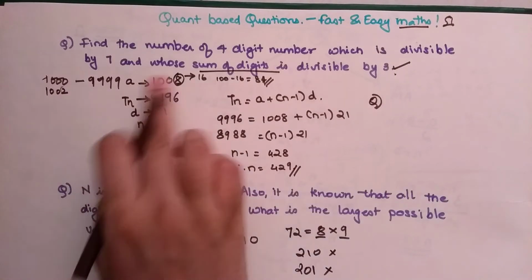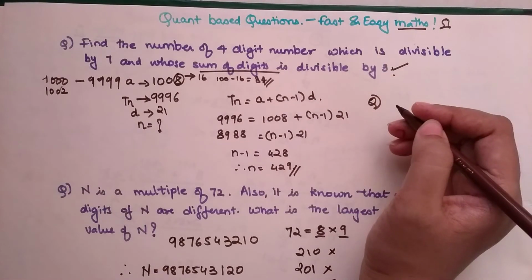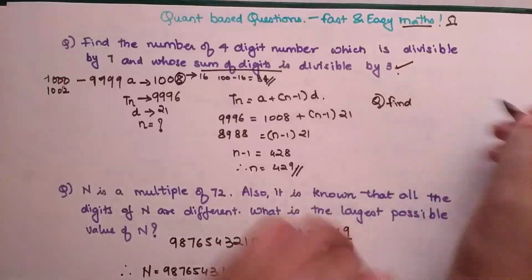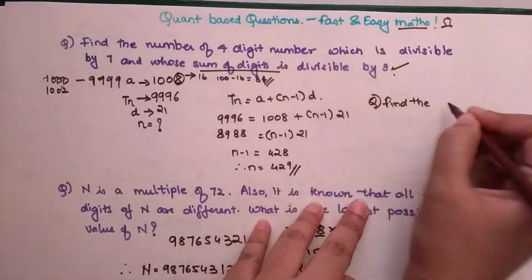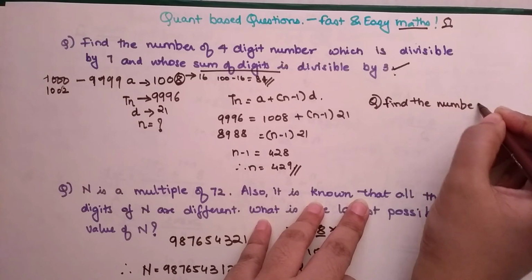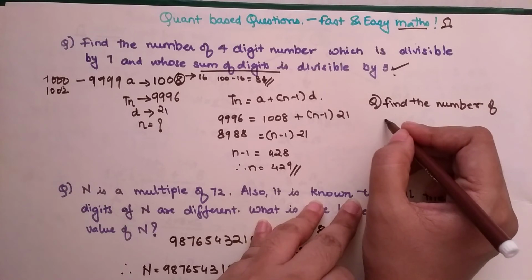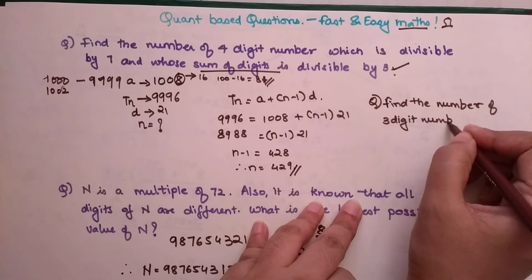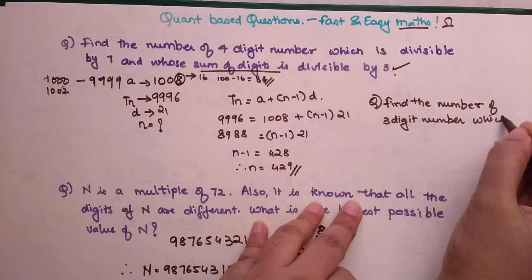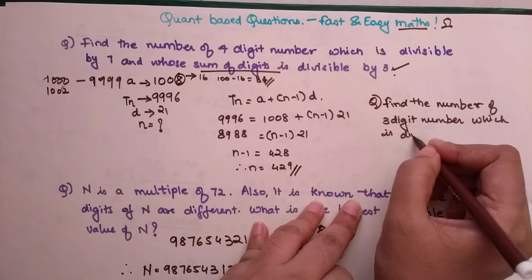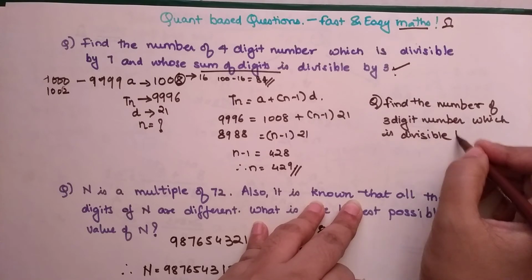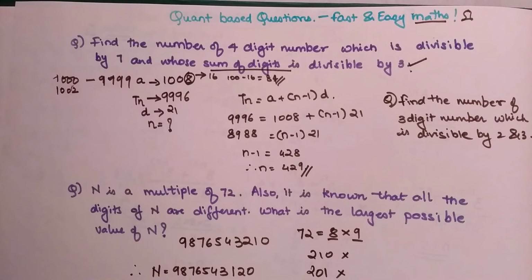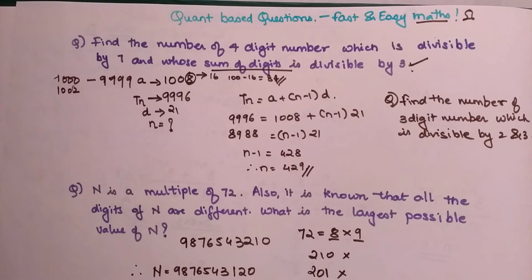Okay, so now the question over here is, let's say, find the number of 3-digit numbers which are divisible by 2 and 3. Okay, so please go ahead and solve this sum and let me know in the comment section about your answers.